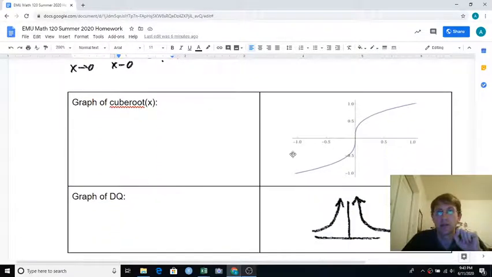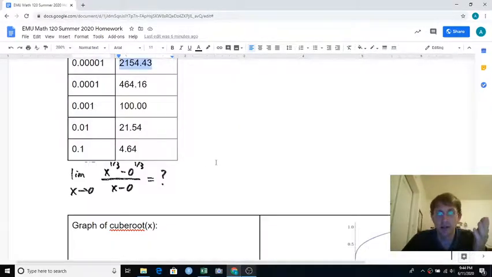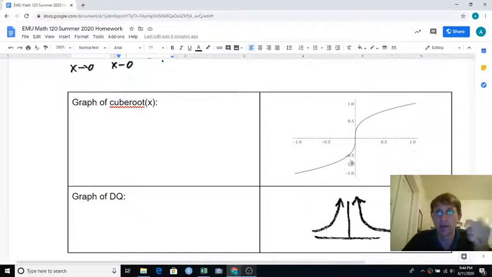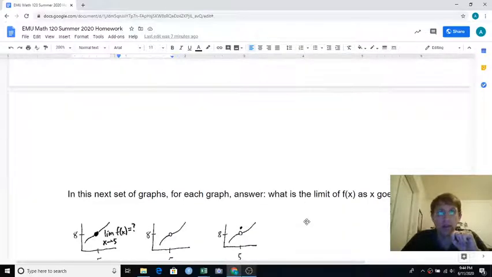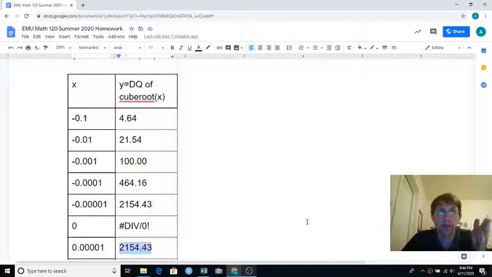Here's a graph of cube root of x. You know, we're talking about a difference quotient here, and difference quotients are related to derivatives. What does it look like the derivative is right here at 0? And here's a graph of the difference quotient. What does that seem like it's doing? So that's a bunch of stuff from tables.